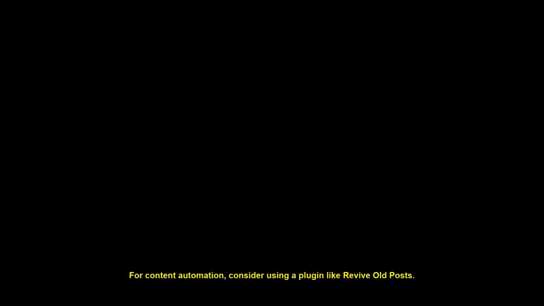For content automation, consider using a plugin like Revive Old Posts. This plugin shares your older posts on social media automatically. Schedule your posts to publish at optimal times using the built-in WordPress scheduler. Go to the Posts section. Create new content and set a future date for publication.